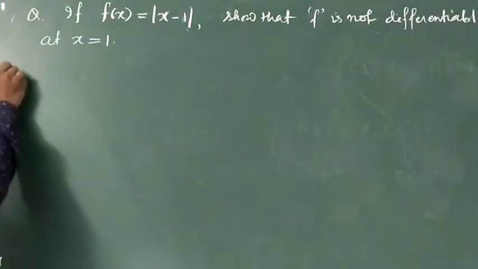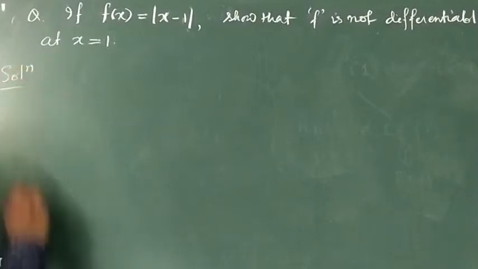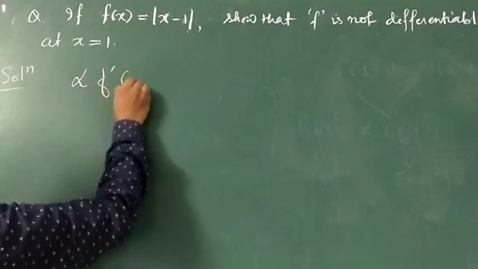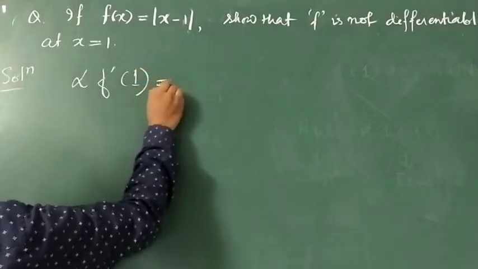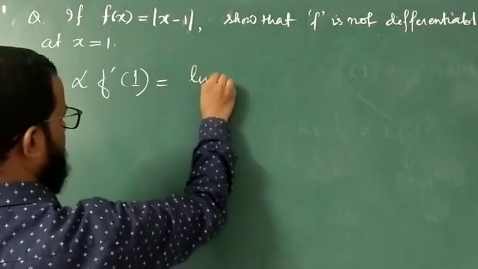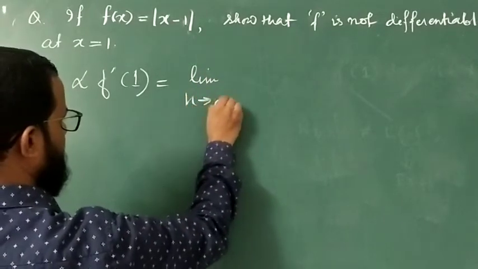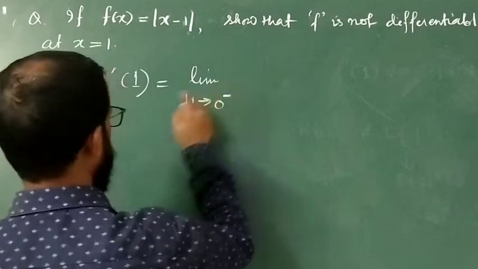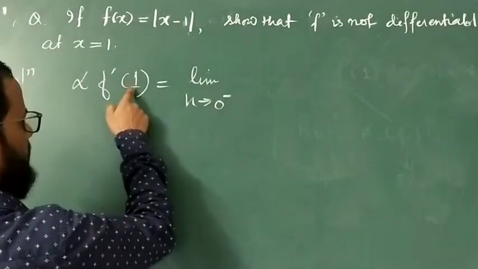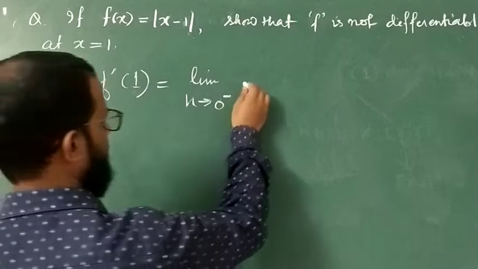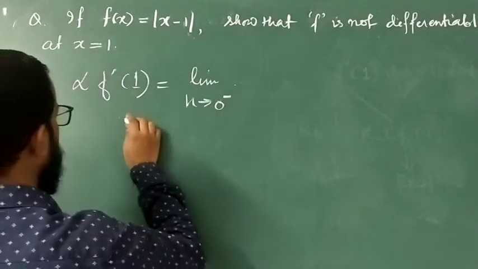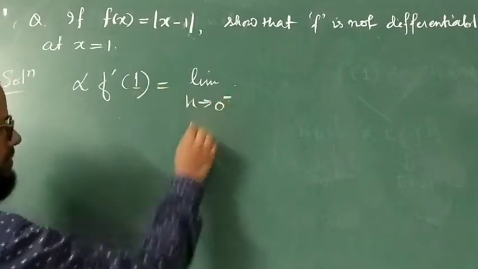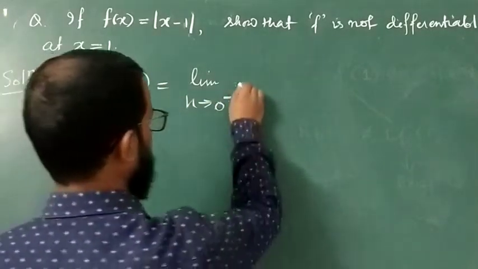First we find right hand derivative or left hand derivative, whatever it be. So L f dash 1. We know that the definition of left hand derivative is limit h tends to 0 minus. Always the definition has h tends to 0 minus. Whether the point is 1, 0, 2, whatever it be, here h tends to 0 minus. Don't be confused. Sometimes what happens, students write L f dash 1 is equal to limit h tends to 1 minus. This type of mistake is done by the students.